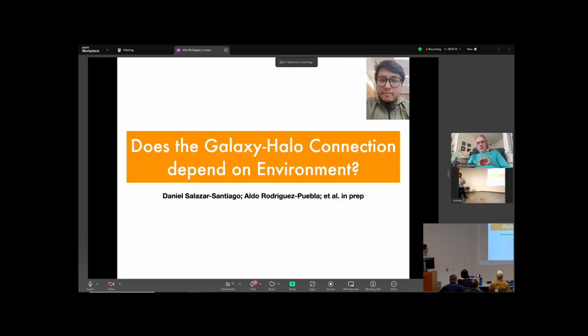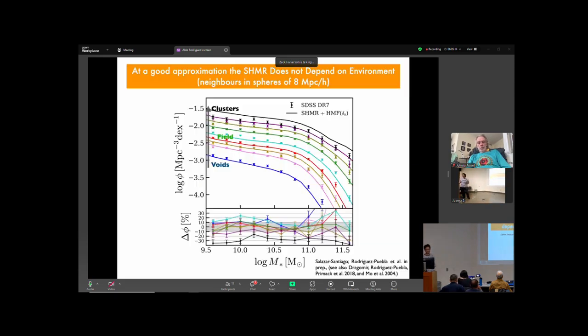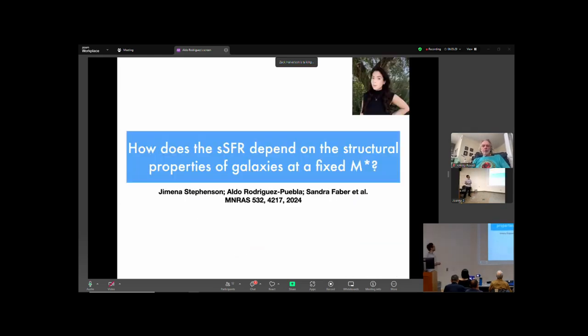Also, we are trying to understand if the galaxy-halo connection depends on environment. You can see the poster by my student, Daniel Salazar. Essentially, he already told you that the stellar-to-halo mass relation, to a good degree, doesn't depend on environment. You can talk to him about this.